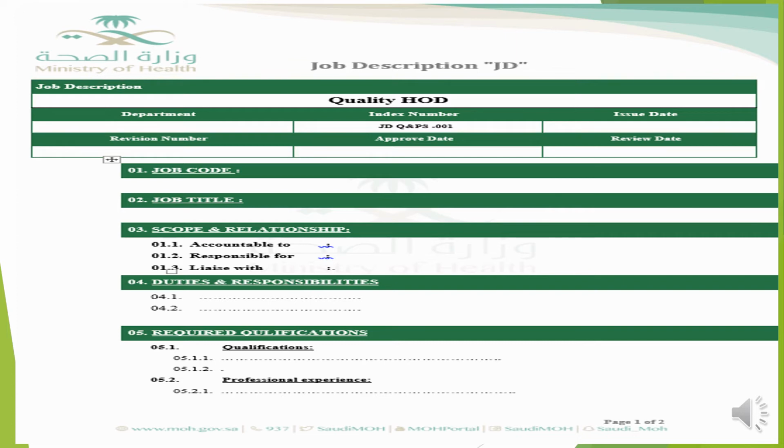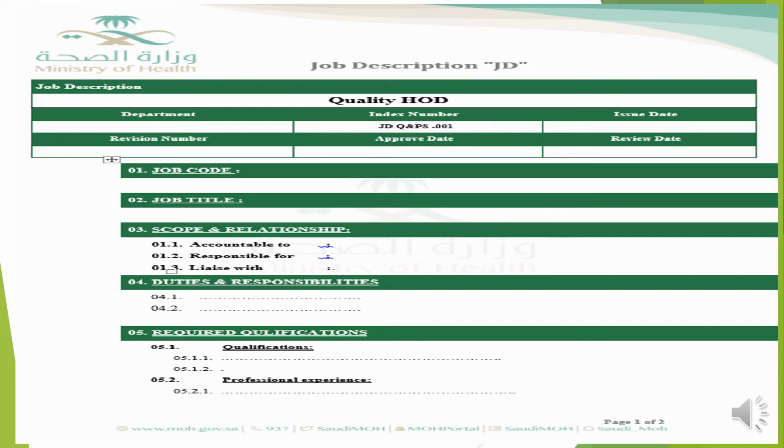Number 2, responsible for. This means the people whom you are responsible for. This means the workers or the staff working with you under your supervision. You are the one who is making the annual evaluation for them. How many of them? If you are a head of the quality department, you can put safety officer, risk manager, data analyst, OVR responsible, and so on.